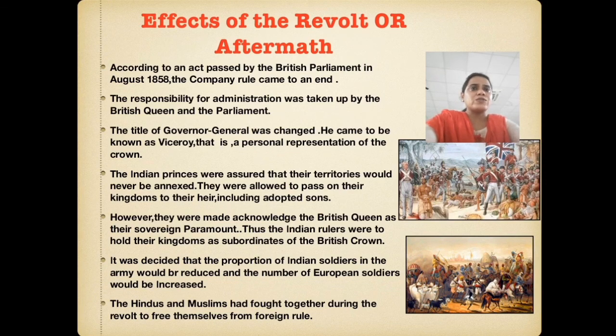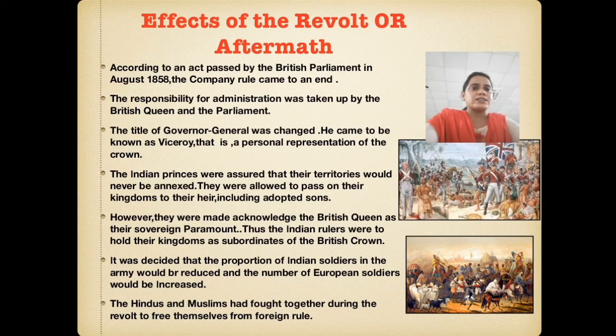The British rulers realized that in order to continue their rule in India, reform in British policies was needed. They could not risk another revolt. So some changes were made. We will discuss the changes made by the British. By the end of 1859, the British had regained their control over the subcontinent.